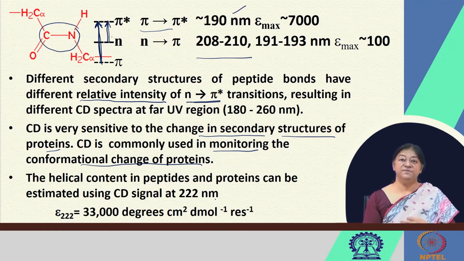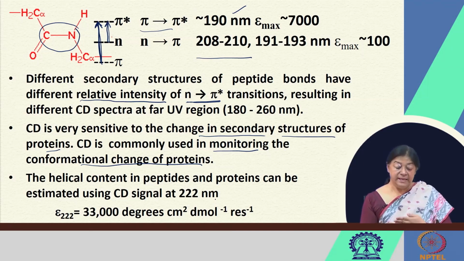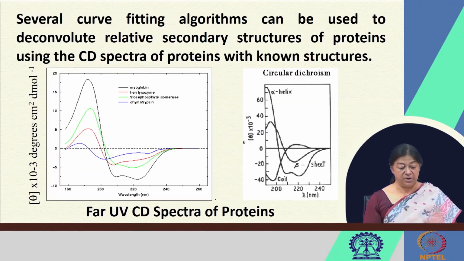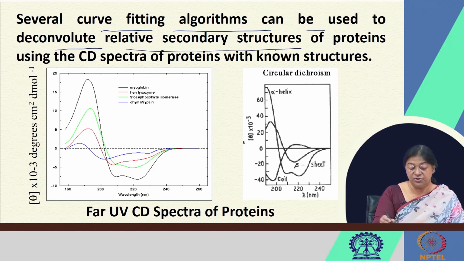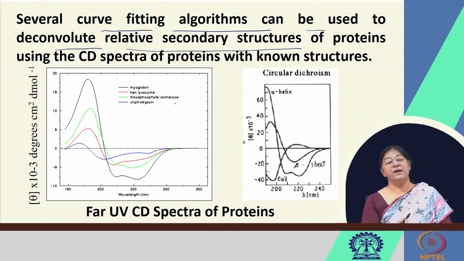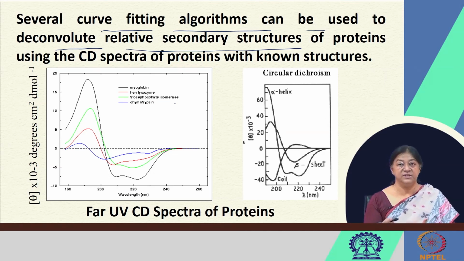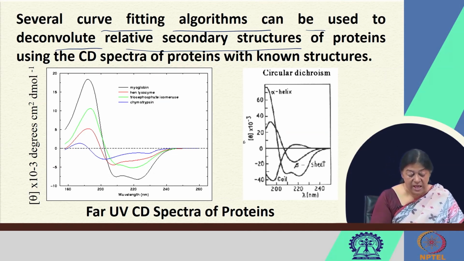So, when we look at a CD spectra, it is very easy to identify the specific characteristics of the secondary structure because we have the relative intensity from the n to pi star transitions that are being monitored in our specific spectra. There are several curve fitting algorithms that are used to deconvolute the relative secondary structure of proteins, and these are given by the CD machines that we use, and we are looking at the far UV spectra and what do we see.